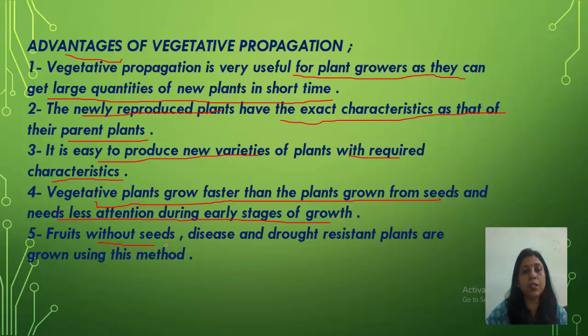Now fruits without seeds such as banana, pineapple, and disease and drought resistant varieties of plants are grown using this method. Means fruits which do not have seeds at all, how will they grow? And there are seeds but they are not viable, means they have no capability of reproducing. Then those types of varieties can be grown using this method.